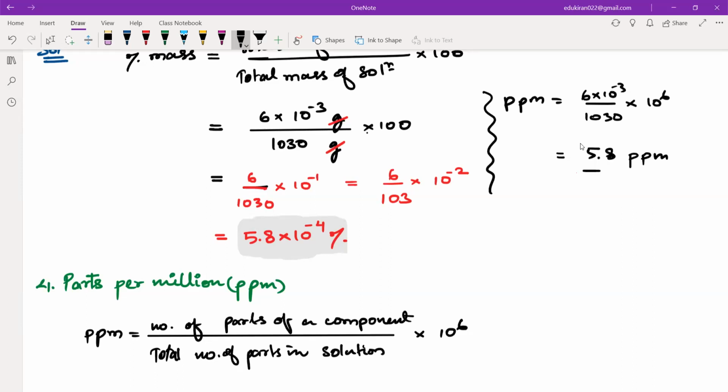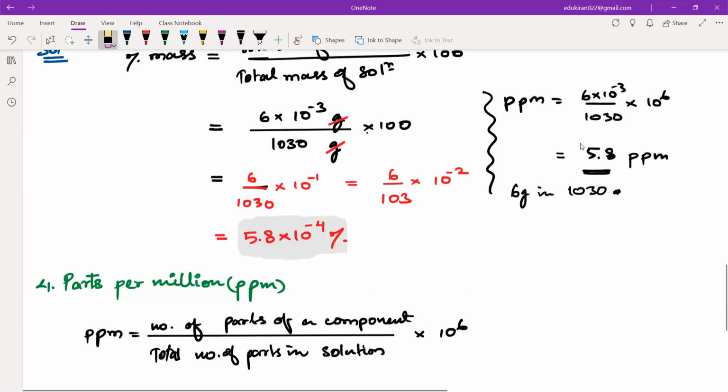Now, this is very convenient to say, and this also gives you a meaning, and you can understand it in a better way. For example, this 5.8 into 10 to the power minus 4 percentage does not give any idea to a normal person how much oxygen is present. But if I say 5.8 ppm, then you can understand that it means around 6 gram in 1030 grams.